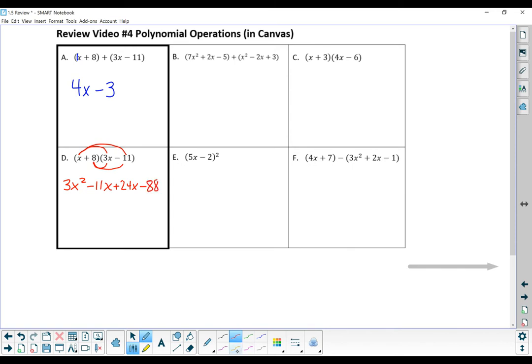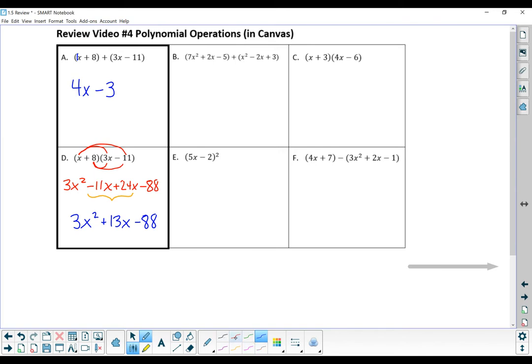So I have a couple of like terms that I need to combine. Just like when I'm adding, I combine terms. I need to combine those 2 terms. So my final answer would be 3x squared, negative 11 plus 24 is positive 13x, and negative 88 at the end. So just watch out for whether your problems are like the first one, you're adding or subtracting, or whether you've got to be multiplying and distributing like the one on the bottom.